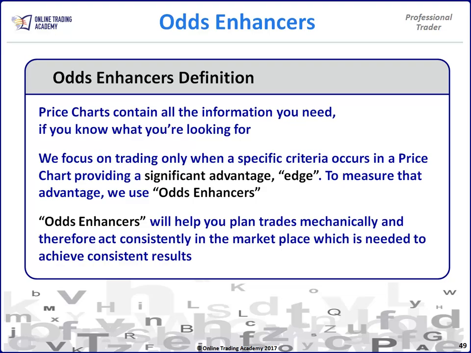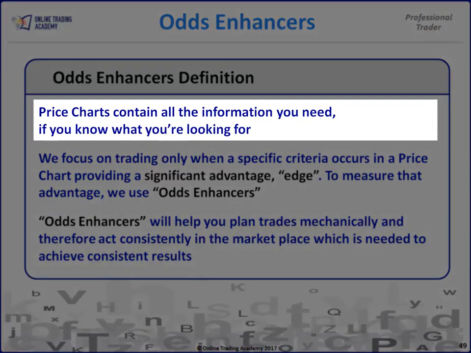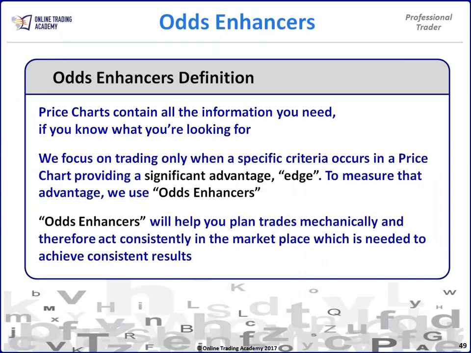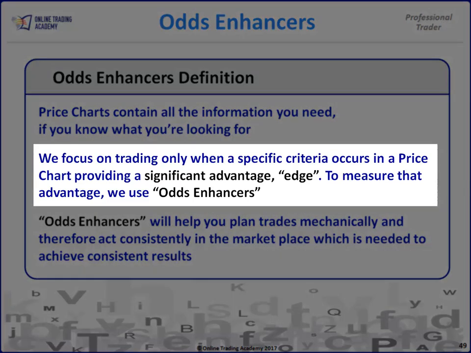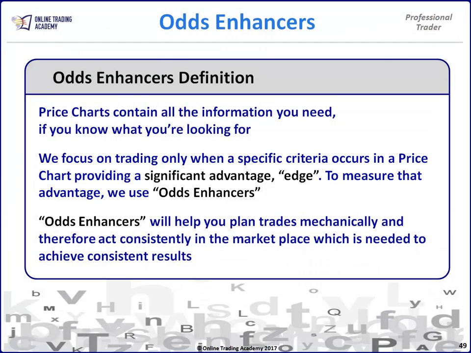If you know what you're looking for, price charts contain all the information that we need. We're going to be looking for a specific pattern or a specific formation on the chart that represents supply and demand, or a large imbalance between supply and demand. That's what's going to give us a significant advantage or edge in the markets. So to measure just how significant that advantage is, we're going to use the odds enhancers.